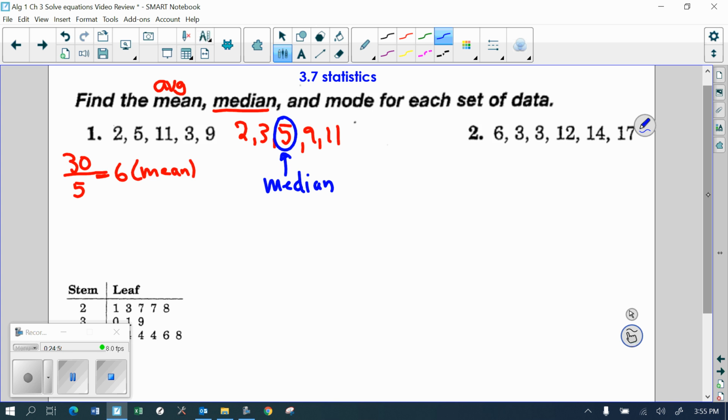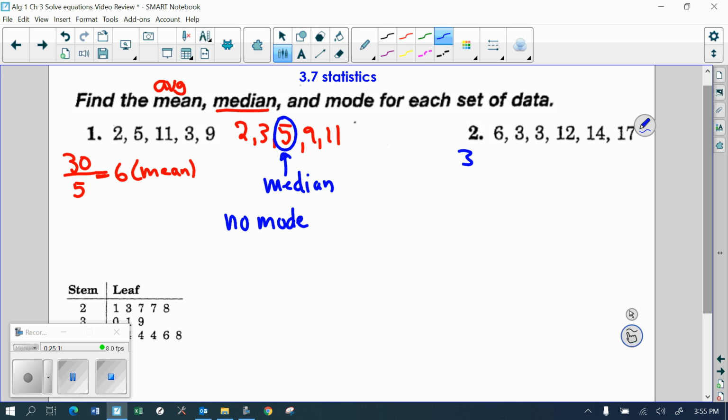And the mode means which one occurs the most. Is there one that occurs the most here? No, they all only occur one time, so no mode. You can either have one mode or usually only talk up to bimodal, meaning two modes, two of the same number. So let's look at this here.